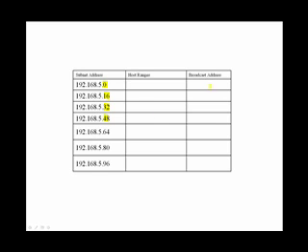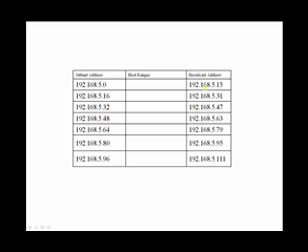The next thing I want to do is my broadcast addresses, and to do that I'm going to take one less than the next subnet address. So the subnet address is .16, my broadcast address is .15. Next one here is 32 and 31, and so on down the list.